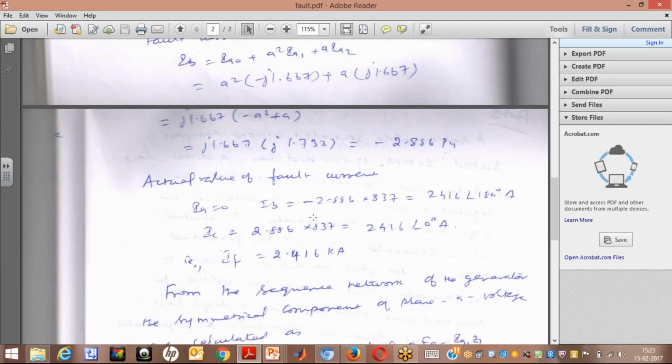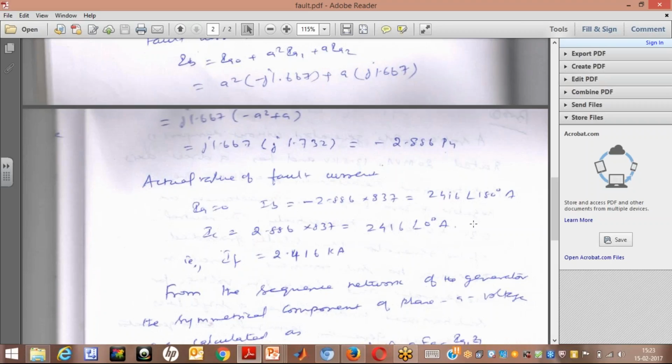So here minus 2.886 into 837 will give you 2416 amps or 2.41 kilo amps. Similarly, IC will be the same thing, but angle is different. If you assume this as 0, this will be 180 degree, just opposite. So we can declare the fault current for this case, double line fault for the given conditions, it is 2.416 kilo amps.